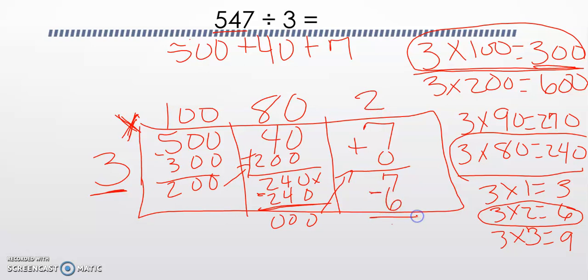Now I'm ready to subtract. I'm in my last box, and after I subtract, I have a 1 left. So that means I have a remainder of 1 that goes with my answer. Remember, we show remainder with an R.